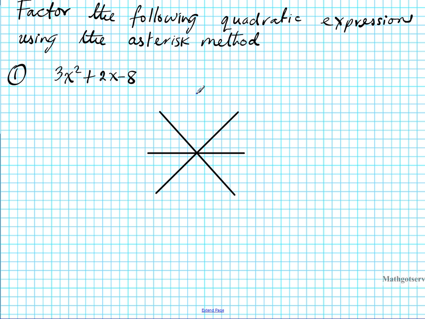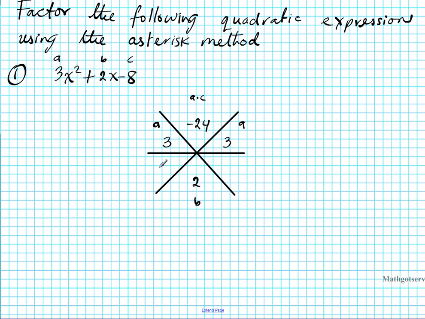Note: a times c goes on the top, b goes on the bottom, and then a goes on the upper left and the upper right. If you take a look at this quadratic expression, this is a, this is b, and that's c. So ac goes on the top: 3 times negative 8, which is negative 24. And b goes on the bottom, which is 2. And a is 3, so put a 3 here and a 3 here.